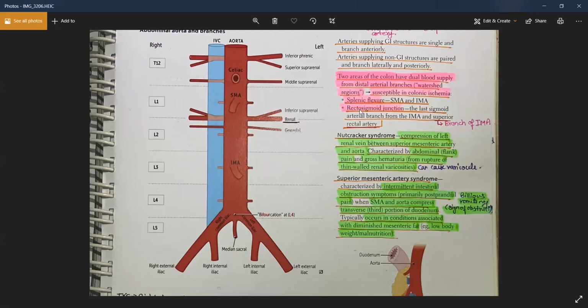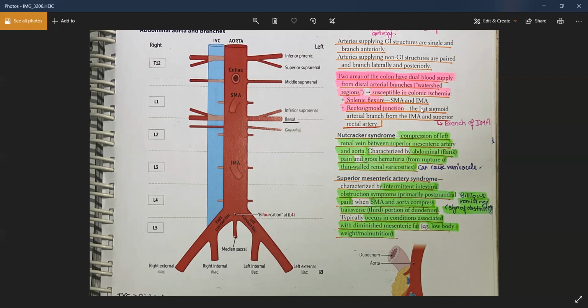So any doubts so far about the branches and these two areas? Could you explain the anastomosis at rectosigmoid junction once again, please? See, you have an inferior mesenteric artery, and this inferior mesenteric artery gives off a branch, the superior rectal artery. You have three arteries supplying the rectal area: the superior, middle, and the inferior one.